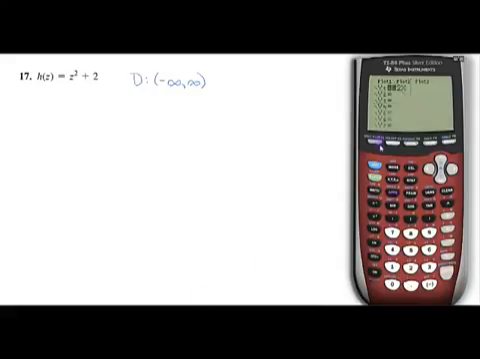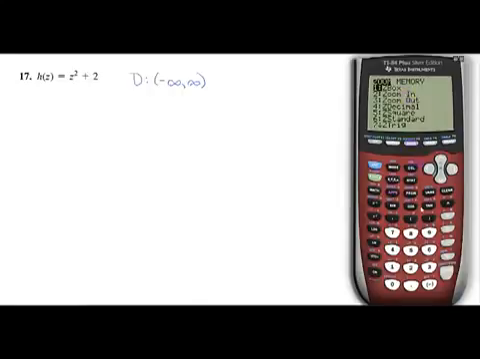Now looking at a graph like this, first of all I know the domain is from negative infinity to infinity because I have no fractions and I have no square roots. When I look at the graph of this, let's go ahead and put this in. We put in x squared plus 2. I'm going to graph. We can see this parabolic shape, and if you want, you can trace or you can zoom a little more. You can look at the table.